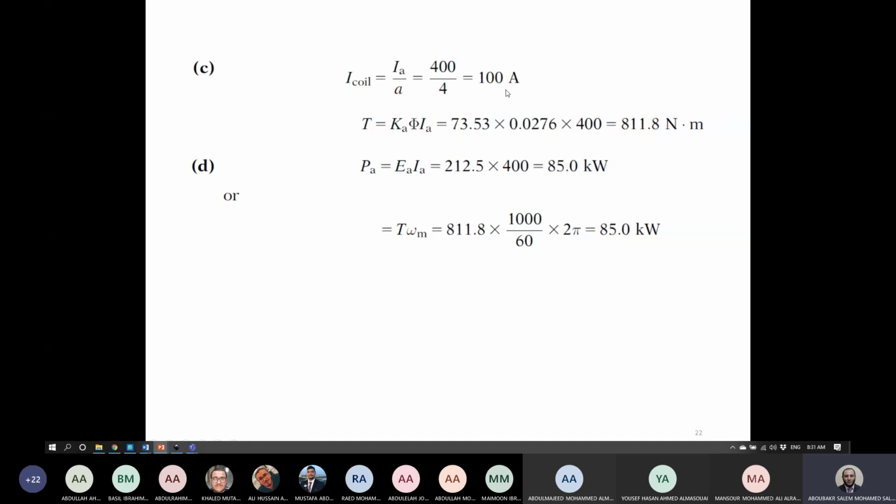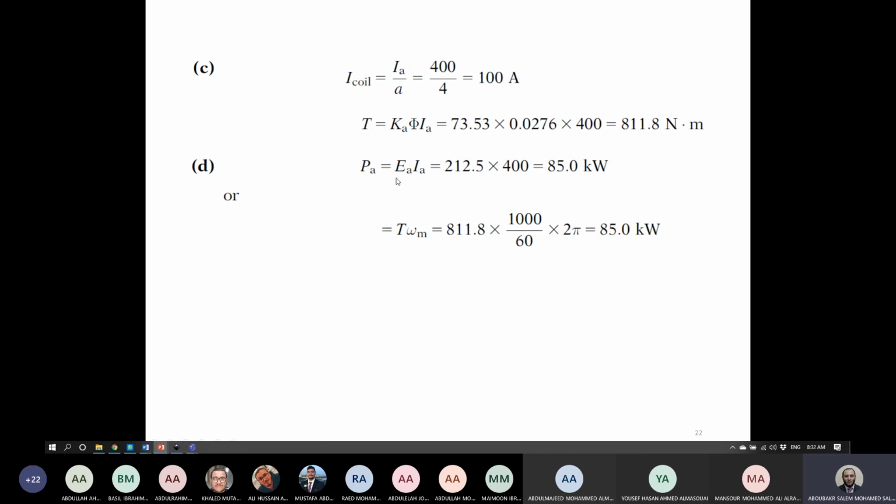Fine. For the torque, you know that torque relation: torque equals Ka multiplied by phi multiplied by the armature current. This is the overall torque and this is the armature current. We have Ka and phi, which we calculated already, so we can simply substitute in the relation and get the overall torque. As you can see, the torque here is huge for this machine. It's 811.8 Newton meter.